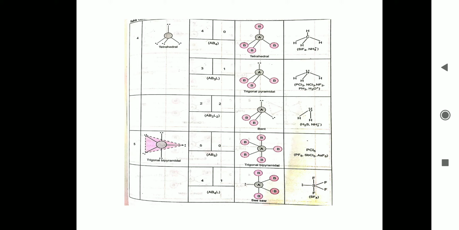Now, if 4 of them are bond pairs and 1 lone pair is present, then the shape will be seesaw. One more point to note here is that lone pairs mostly tend to occupy the equatorial position. So in the case of trigonal bipyramidal geometry, if one lone pair is present, it will occupy the equatorial position and the shape will be seesaw, and the example is SF4. So the shape of SF4 is seesaw, as shown in the table.